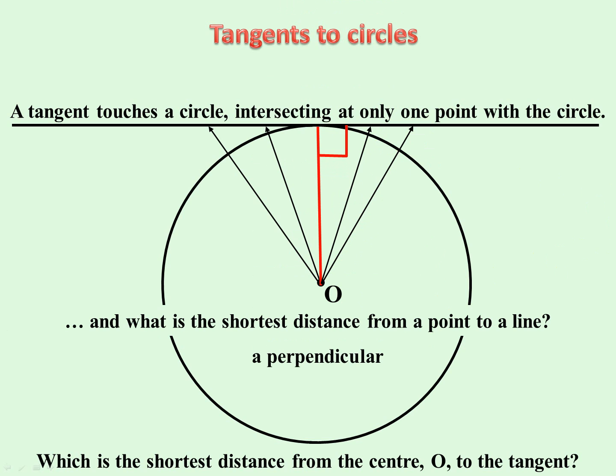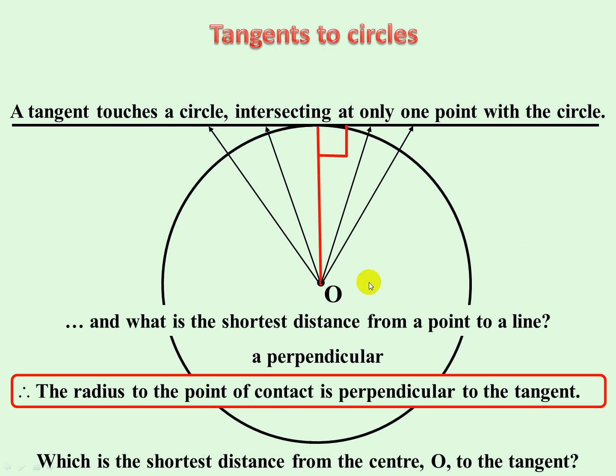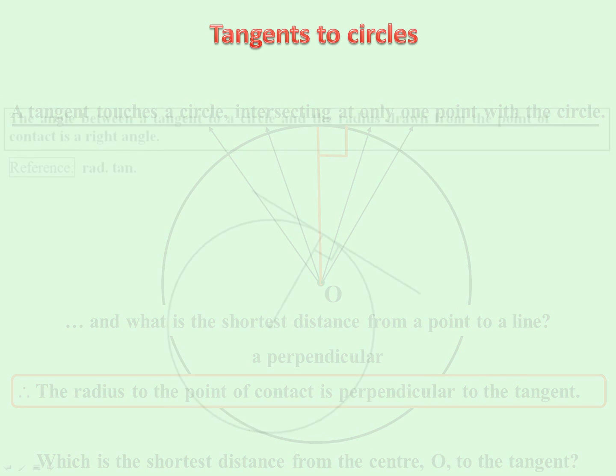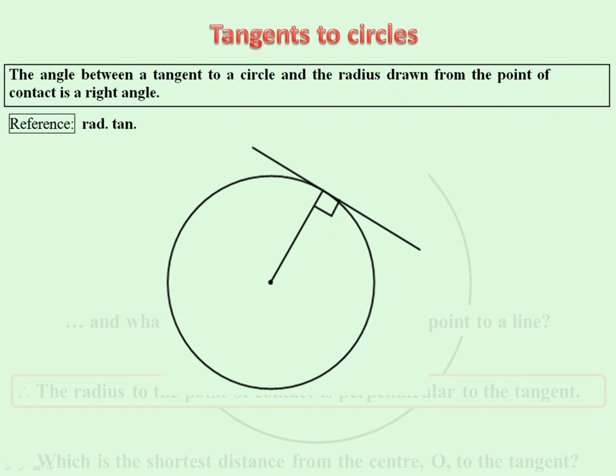And that gives us our first circle theorem dealing with tangents, and that is that the radius to the point of contact is perpendicular to the tangent. So if you draw from the center to the point of contact, that angle between that radius and the tangent must be 90 degrees. There's the theorem. The angle between a tangent to a circle and the radius drawn from the point of contact is a right angle, and the reference is rad tan, radius tangent.